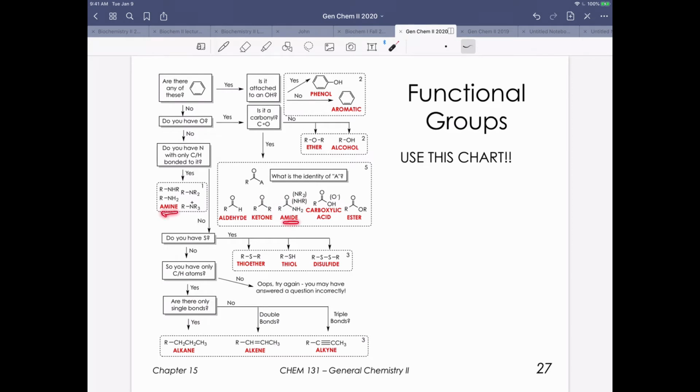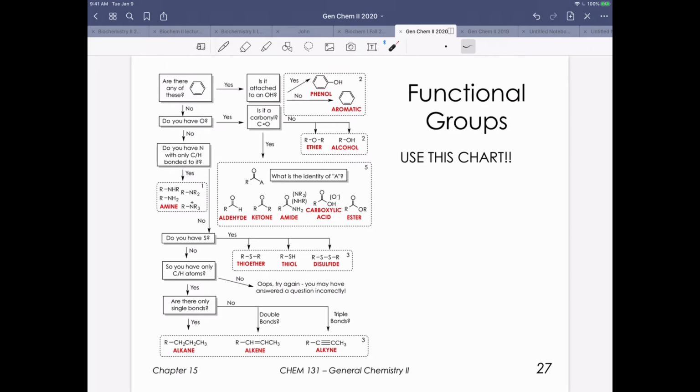So these are different. Okay. Up here we've got ethers and esters. You'll notice that these are a little bit similar. This is an oxygen bonded to a carbon and another carbon. This is an oxygen bonded to a carbon and then a carbonyl. So ethers and esters look similar, but they're very different.